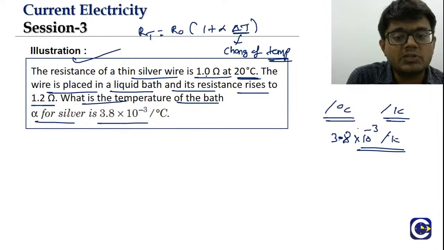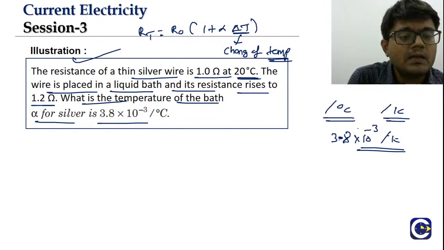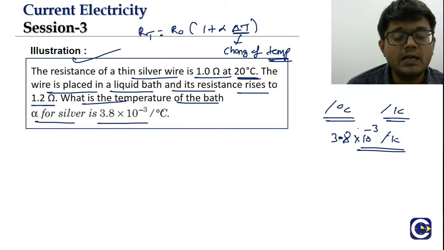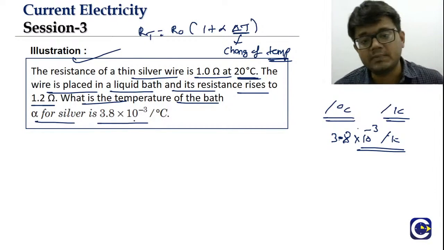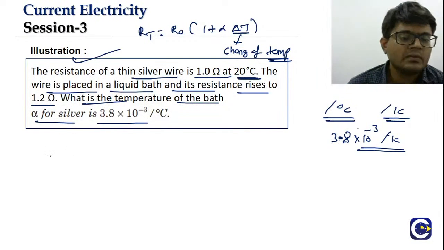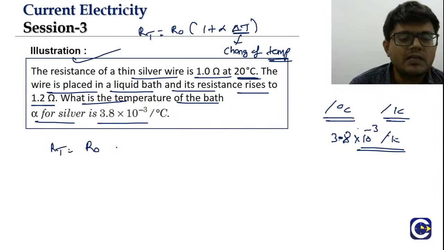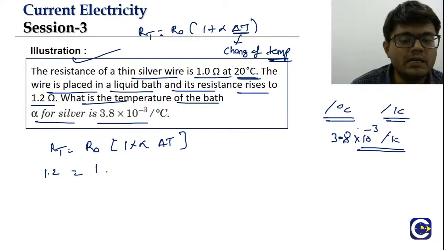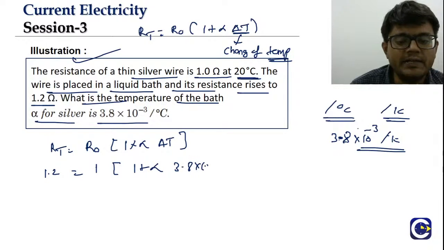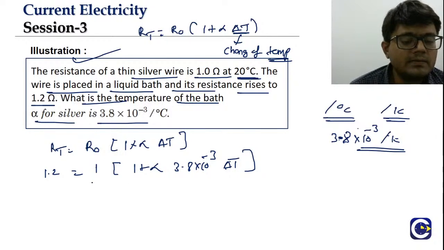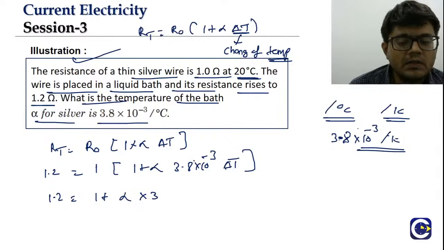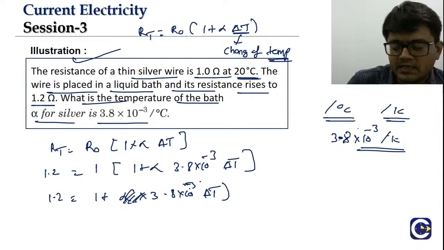Okay, so now this problem. The resistance is given at temperature 20, it is 1 ohm. After that, the resistance becomes 1.2 ohms. From that, we have to find the temperature of the bath. We have alpha. So what is the information we have? RT is equal to R naught into 1 plus alpha into delta T. RT is 1.2, equal to R naught, which is 1, into 1 plus alpha, which is 3.8 into 10 power minus 3, into delta T.